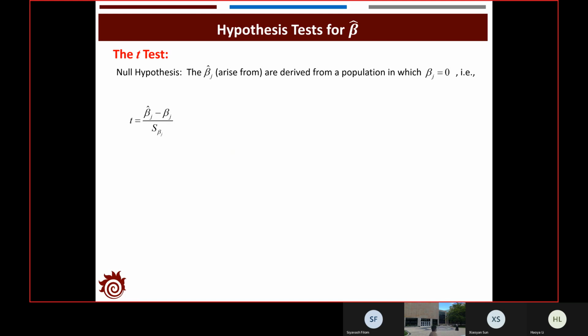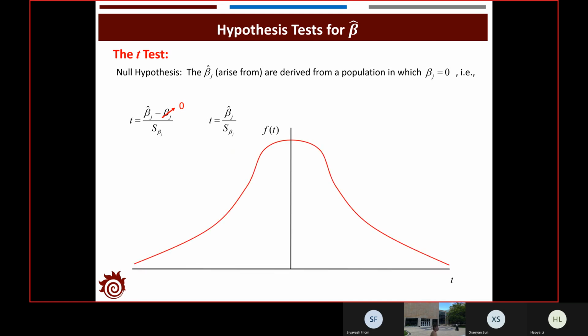Under the null hypothesis, beta j is 0. Then we will have the statistic t equal to beta j hat divided by S beta j. Now you can go check the T distribution. This is not the standard normal, this is the Student t distribution. You can see the distribution is quite similar to the normal distribution, but not quite as smooth at the peak around the 0 value.